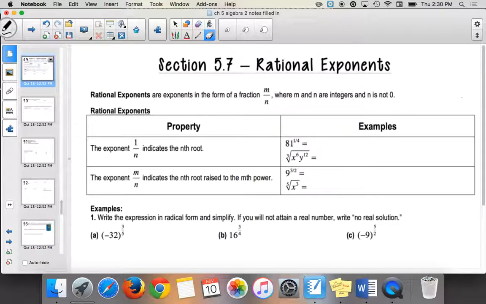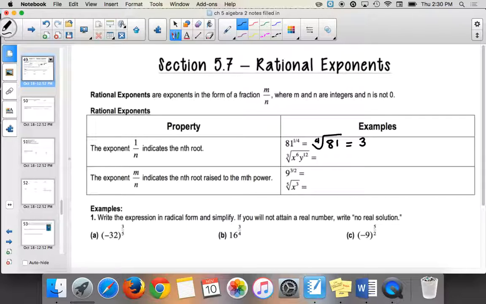If I have 81 to the 1/4, what that represents is the 4th root of 81. Do you guys know the 4th root of 81? It is 3, yep, because 81 breaks into 9 and 9, which has factors of 3, 3, 3, and 3. All right, so something like this, we were doing this, but I don't think you realized what you were doing when you were doing it.